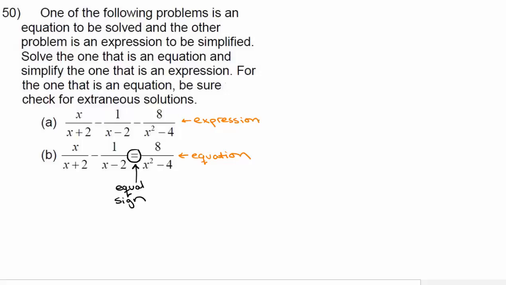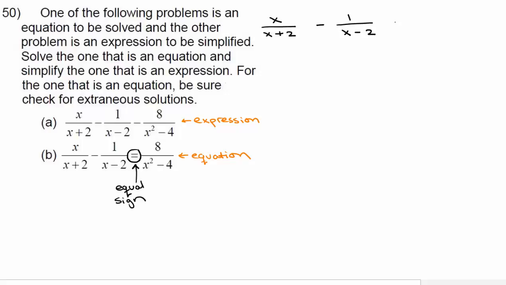Okay, so let's go ahead and let's start off by simplifying A. We're going to simplify A by finding the LCD, making sure that we have that same LCD in all of these fractions, and then combining all these fractions to a single rational expression and then simplifying. Okay, so let me go ahead and rewrite the problem right here.